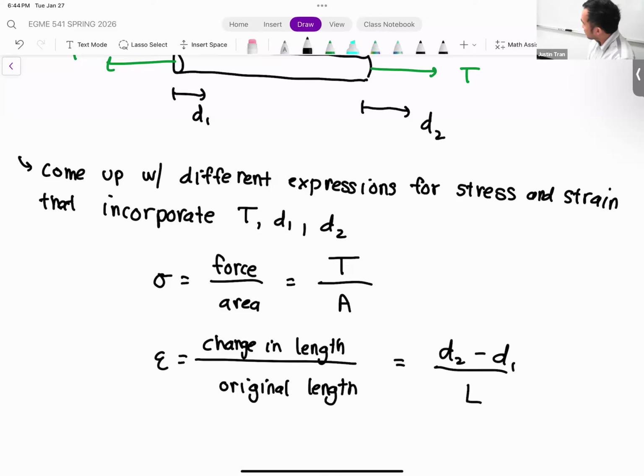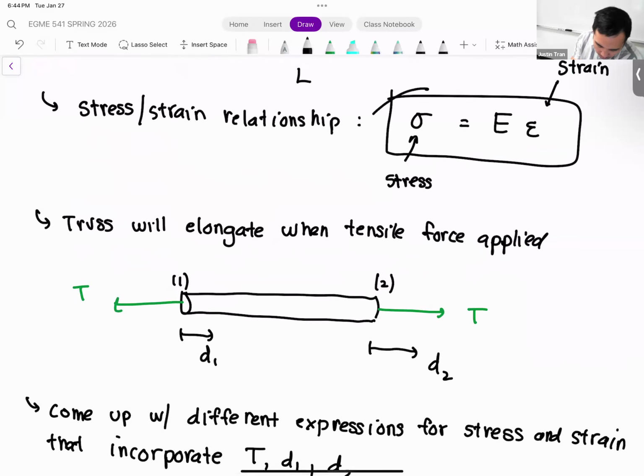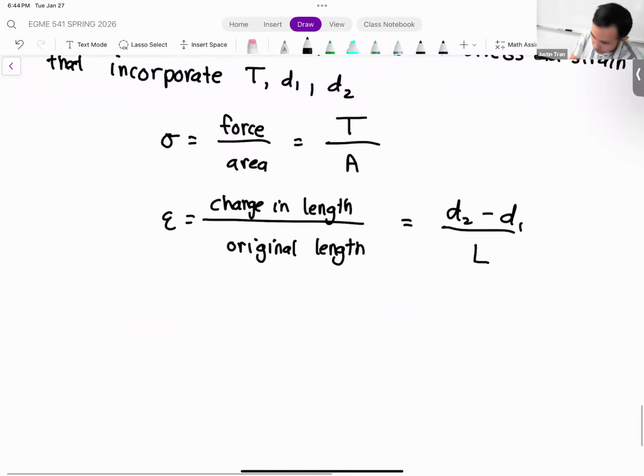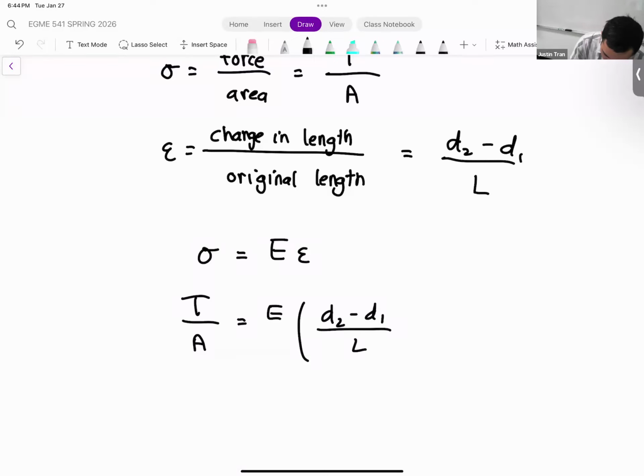Okay, so let's go ahead and plug those in. Now that we have different expressions for the stress and strain, let's plug that into our stress-strain relationship up here. We get sigma is equal to E times epsilon. And when you plug that in, we get T over A is equal to E times D2 minus D1 divided by L.